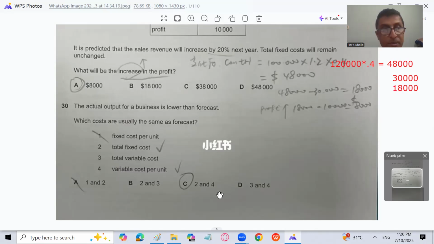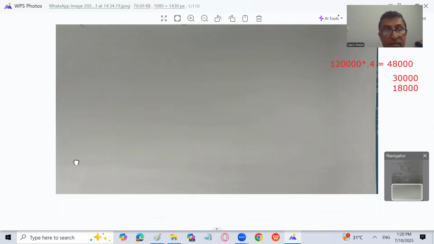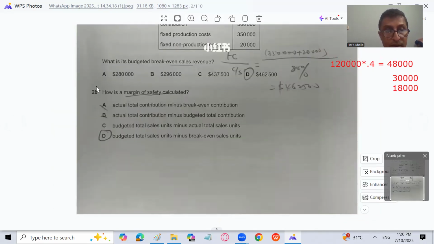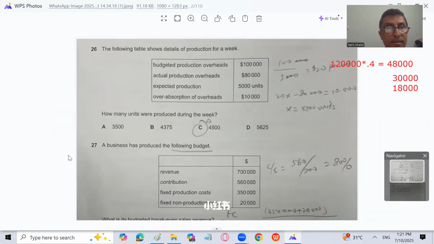So we are done with these MCQs and with this paper, May, June 2025, variant 1-3. We are doing this and we are done with the paper. I hope that you got it correctly and that this is not that difficult.